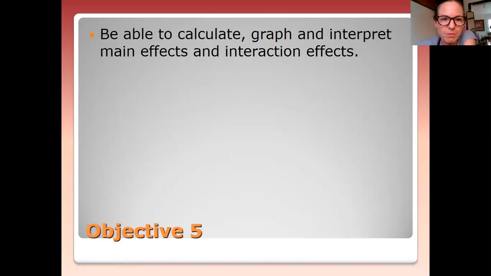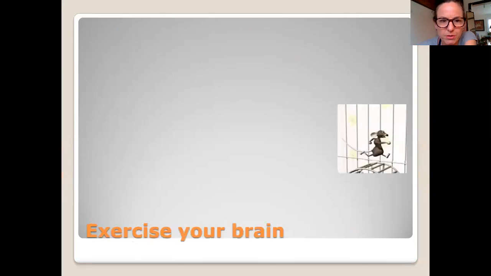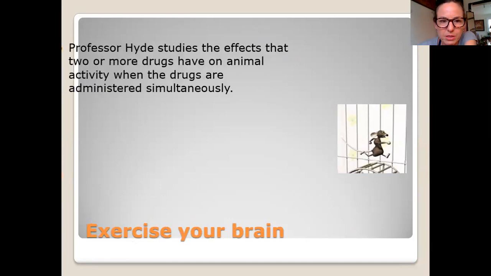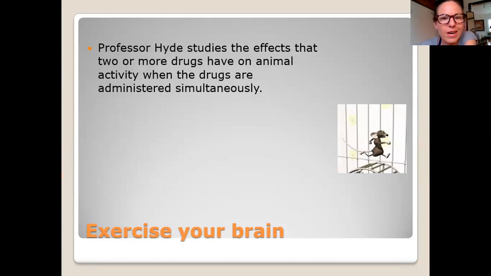Okay, now I'm going to want you to be able to calculate, graph, and interpret the main effects and interaction effects. So I want you to try it in this video to see if you can do it. You're going to have to pause the video and see if you can do it, and then I'll explain it to you afterwards. So if Professor Hyde studies the effects that two or more drugs have on animal activity when the drugs are administered simultaneously, so he's got two different drugs, he's going to see what it does to the activity level of rats when the drugs are administered together.